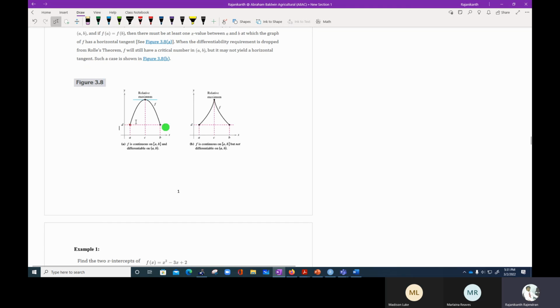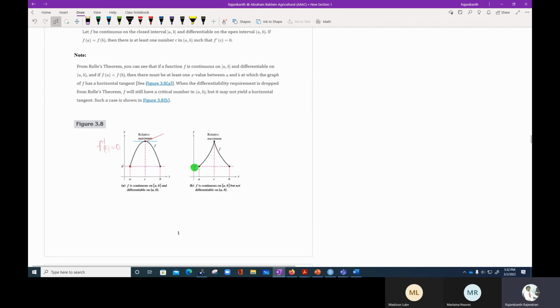Once you have the same y value, the function should turn somewhere inside, right? Because the function is continuous, it should turn somewhere. That point is going to be a relative maximum. We all know that at a relative maximum, the first derivative is 0. That is here.